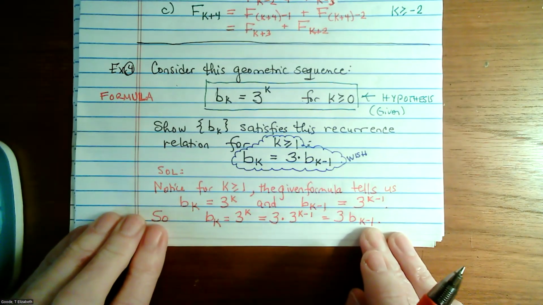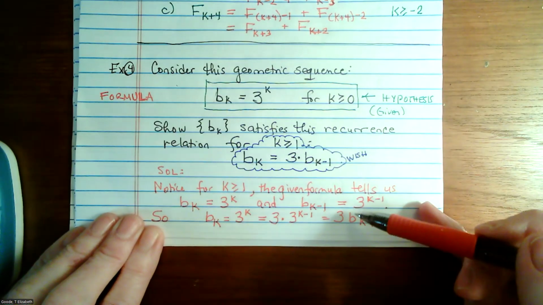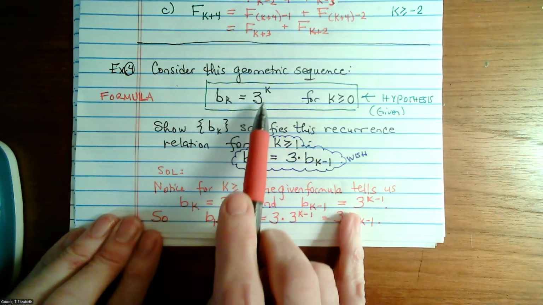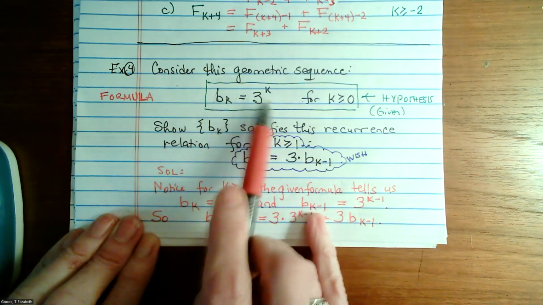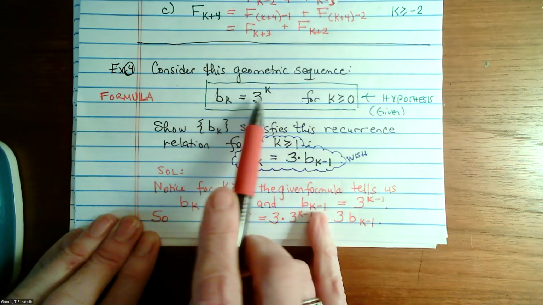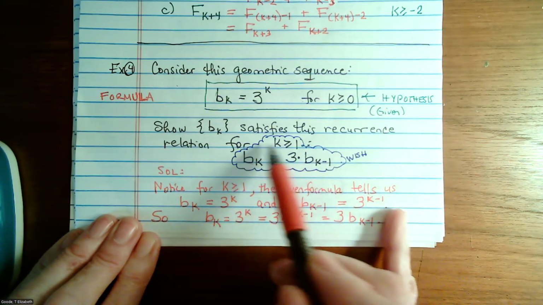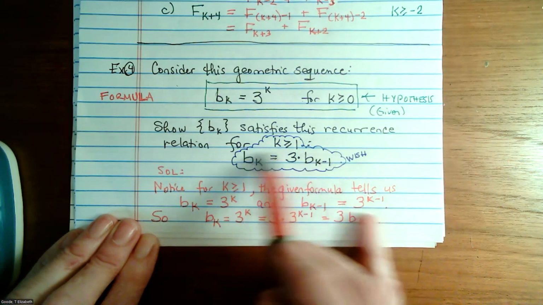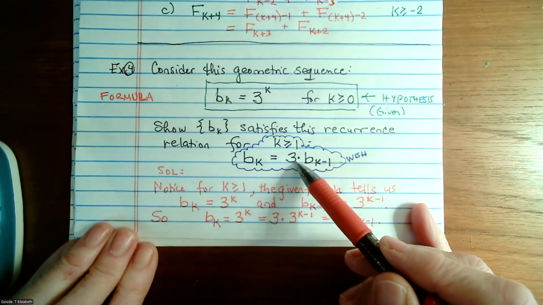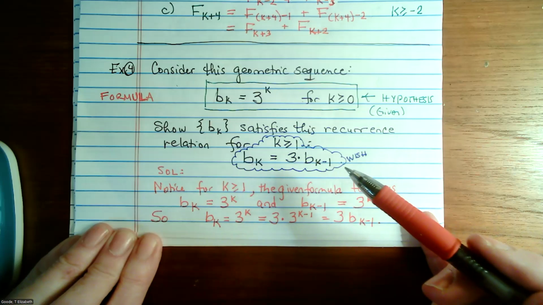So this is just a little example to show you how simple it is to show that a geometric sequence, which always has this general form, if you go back and look at the notes for geometric sequences, it's r raised to the k, where r is the common ratio, will always satisfy a recurrence relation that looks something like this. You just multiply by that common ratio r to get the next term. Questions?